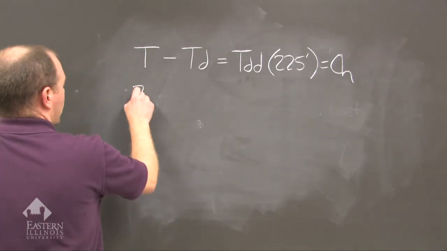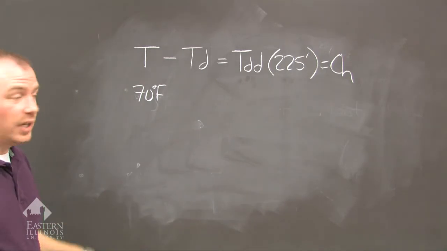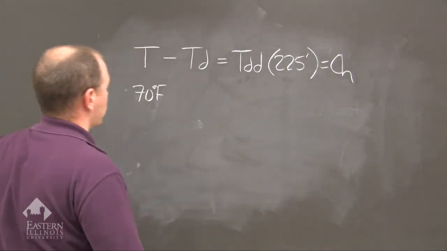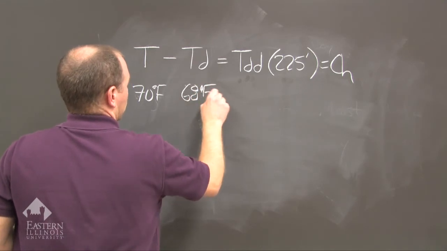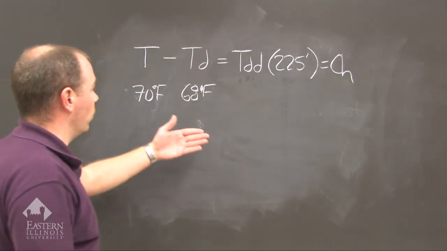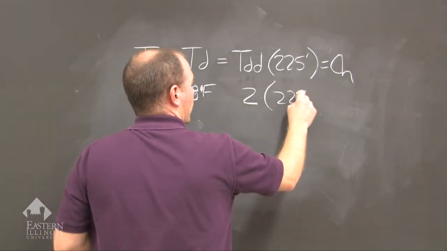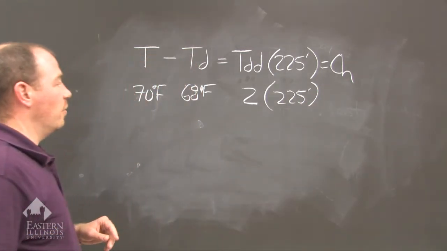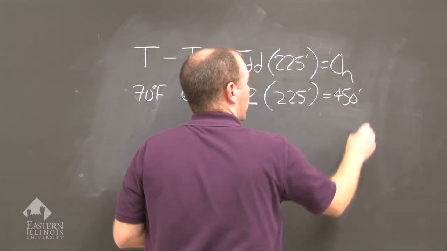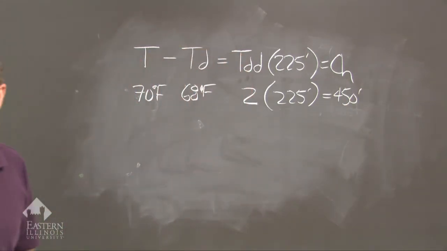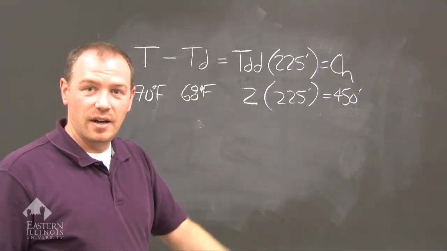So let's do this. 70 degrees Fahrenheit is the temperature. It's always going to be the highest number out of all of these, except for the cloud height, of course. Then we put 68 degrees Fahrenheit. That equals a dew point depression of 2. Now we're going to multiply that by 225, and we get 450. So the cloud height here in this example is only 450 feet. That's the cloud base.